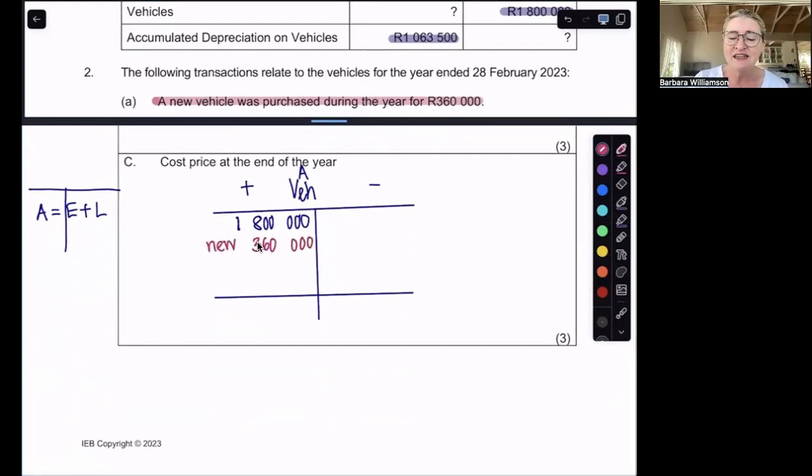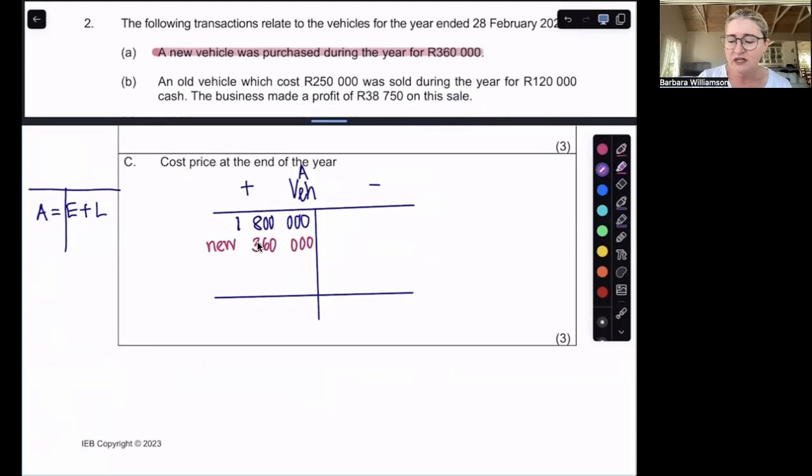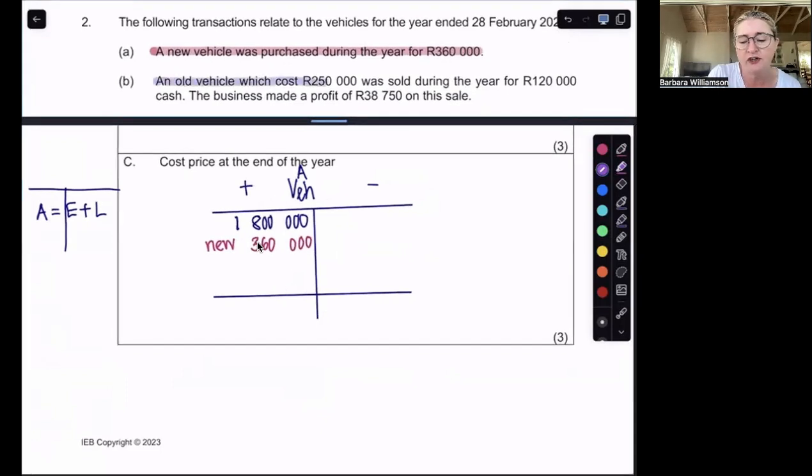Now, they didn't give us the date that it was purchased. Where you're doing questions that require you to actually go and calculate the depreciation, then I would put in how many months I had had that vehicle for. But I don't need to do that in this case because they haven't told me. We're then told that an old vehicle which cost 250,000 was sold during the year. Now, if it cost 250,000 and it was sold, immediately I can show that on the credit side of my vehicles account because it's going out.